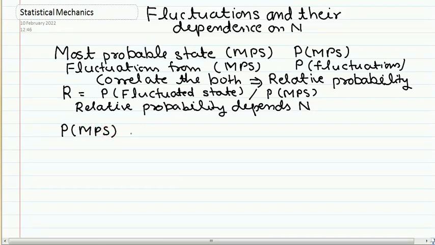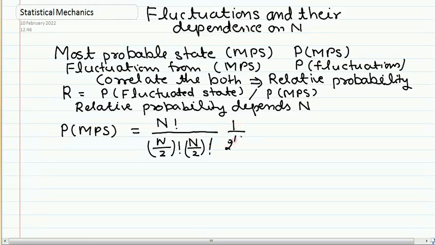Suppose we have n particles. Then that probability is equal to n factorial divided by (n by 2) factorial, (n by 2) factorial, and then 1 upon 2 to the power n. We can also write this as P(n/2, n/2). So this is the distribution, P(n/2, n/2).